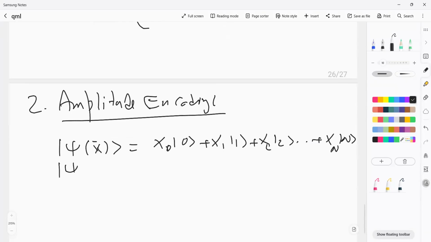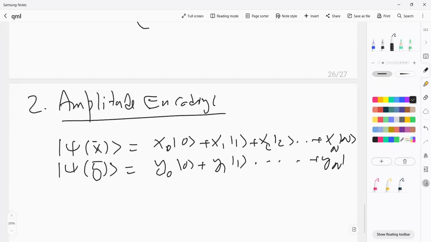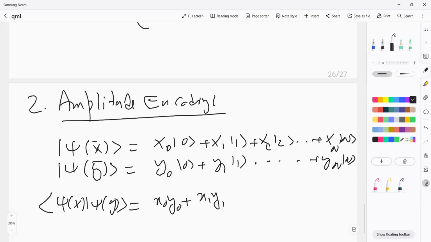Similarly, a y vector would be translated like this. So what's the inner product between these? What are the kernel matrix entries, or what is the feature map? When you take the inner product, we get x0 y0, x1 y1, x2 y2, all the way to the end of x and y.